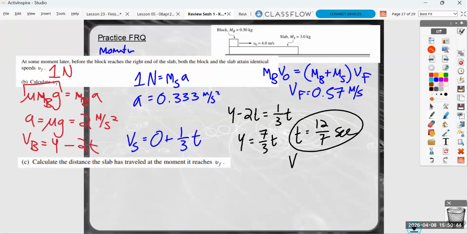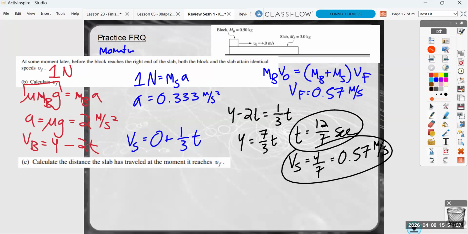So 1/3 of that, the final velocity for the slab should be 4/7. And wouldn't you know it, 4/7 is 0.57 meters per second. So I do think you would probably prefer to do it the conservation of momentum way, but it is possible to do with forces and kinematics as well.